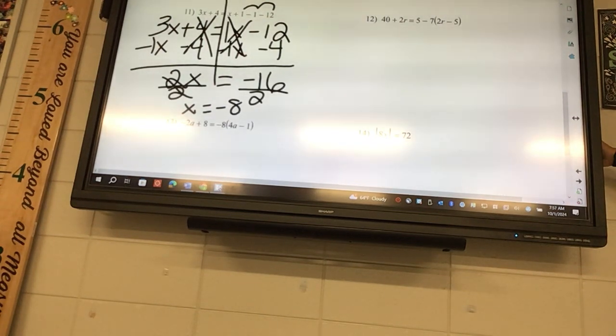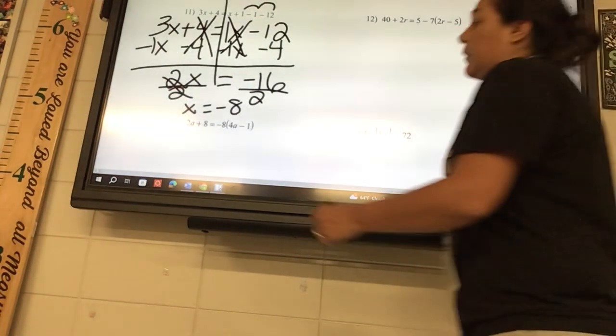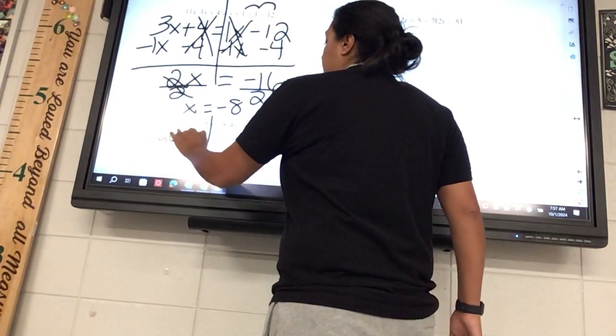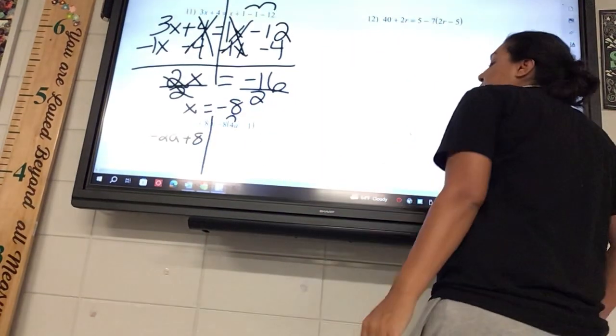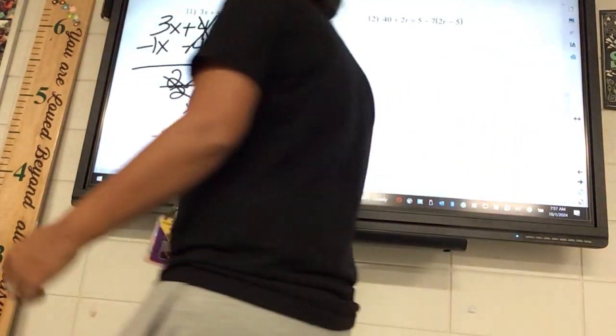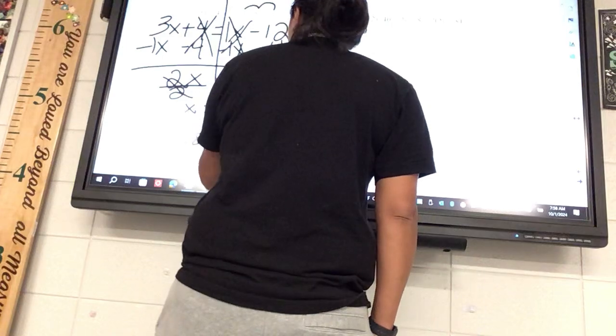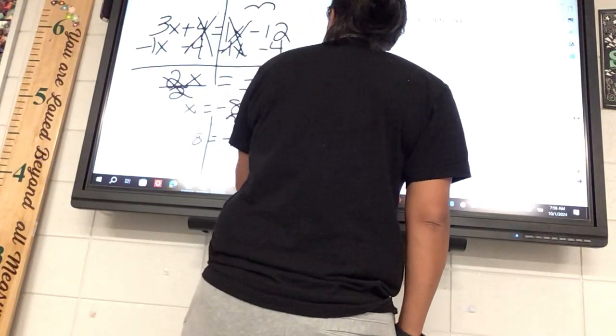Okay, 13, what needs done first? The eight. Distribute. Okay, so I'm gonna get negative 2a plus 8. Negative 8 times 4. It's gonna be negative 32a. And then negative 8 times negative 1 is gonna be a positive 8.